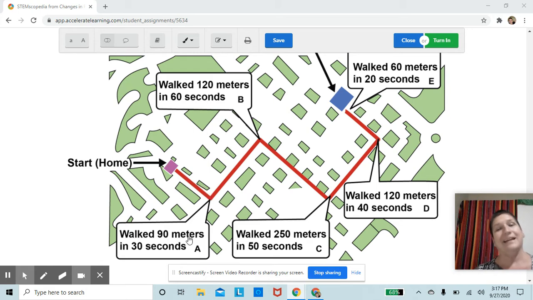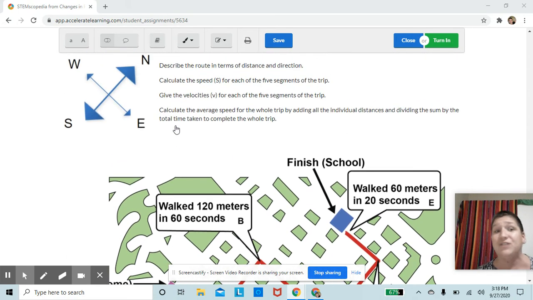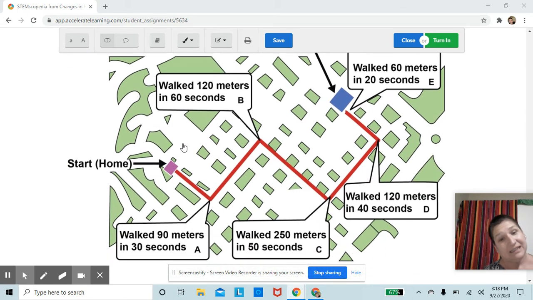How far did I walk? 90 meters. How long did it take me? 30 seconds. Which direction did I travel? Well, a lot of you, when I was looking at your STEM scope activity, wrote southeast. And while it kind of looks southeast, remember, we have to use their directions, their compass, because up isn't always north, right? Depending on where a map is, talk to your geography teacher for more information about that. So looking at this compass, which direction did I travel? I traveled east.